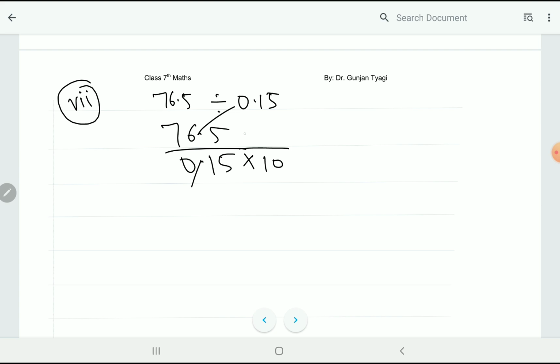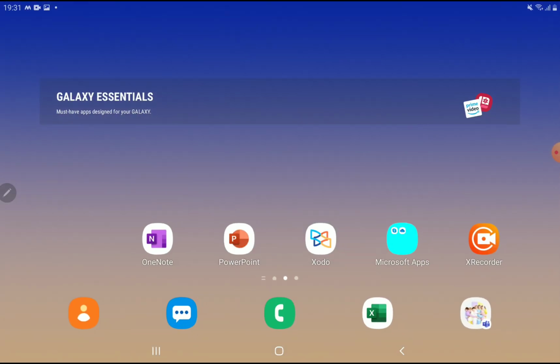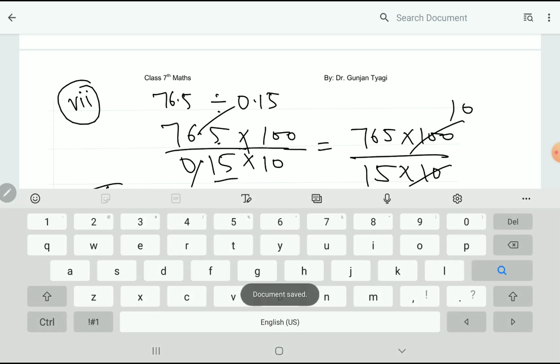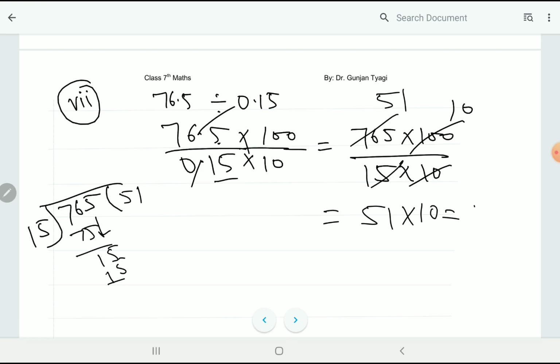So I will multiply by 10 to the numerator and multiply by 100 to the denominator, because it depends on the digits after the decimal in both places. So 765 multiply 100 divided by 15 multiply 10. 100 is divisible by 10, and let's check if this number is divisible by 15. Let's do the division here. 15 5s are 75, 1 will be left, I will write the 5, 15 1s are 15. So yes, it is divisible and the answer is 51. So 51 multiplied by 10 is 510.